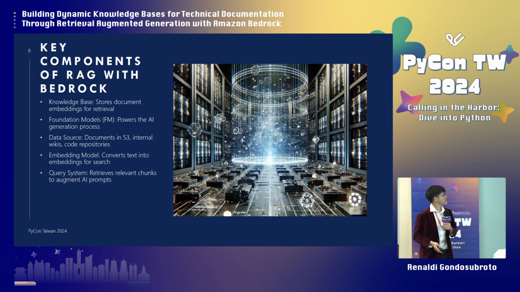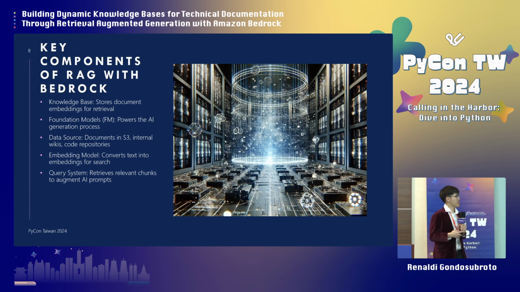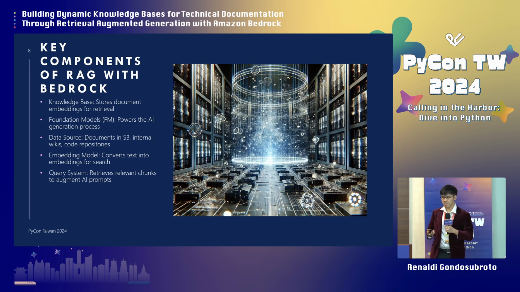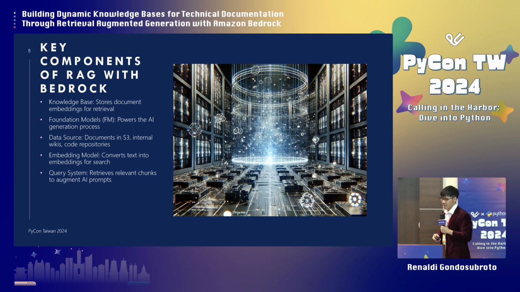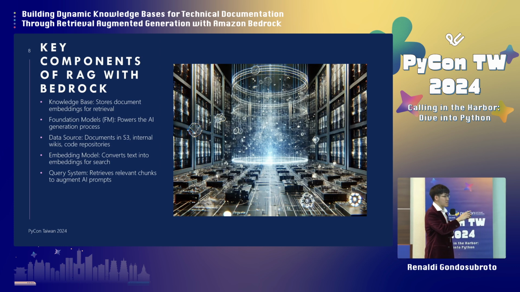So what are some key components of RAG with Bedrock? Firstly, there is the knowledge base. The knowledge base is essentially where we store the document embeddings for the retrieval. You can think of embeddings as numbers stored based on a textual representation that is created to be able to see which particular document refers to which particular embedding. So it's essentially a great way of being able to do this.